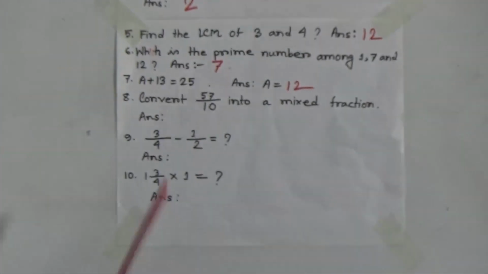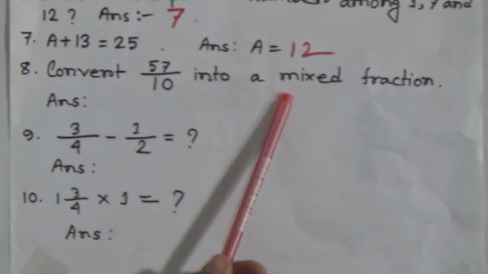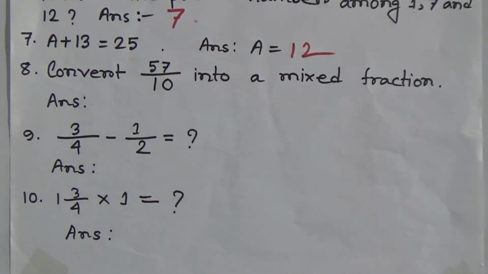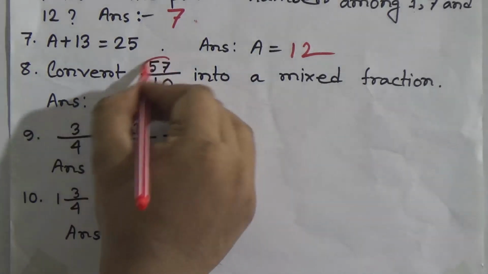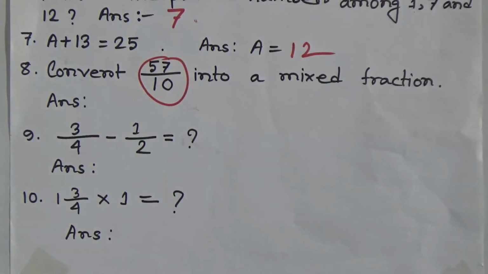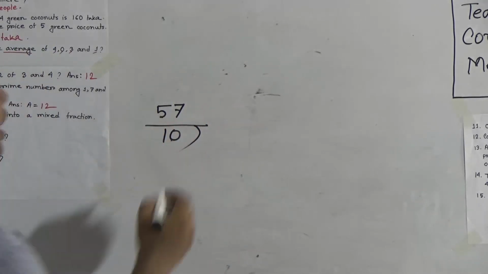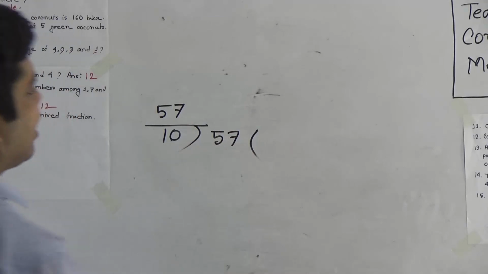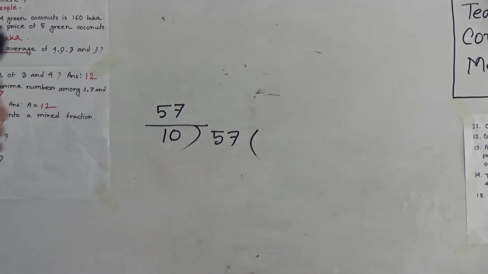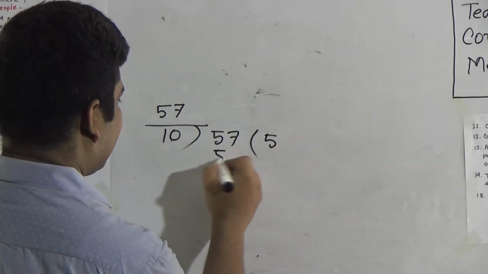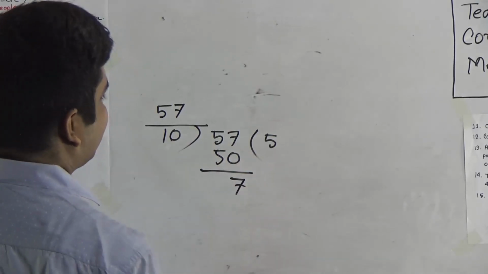Okay. Next on, convert 57 by 10 into a mixed fraction. My dear student, what type of fraction is this? 57 by 10 is an improper fraction. So we convert this improper fraction into a mixed fraction. How can we do it? At first we divide 57 by 10. In 57, 10 goes in 5 times. That means 5 tens are 50. If I subtract, then 7 is the remainder.